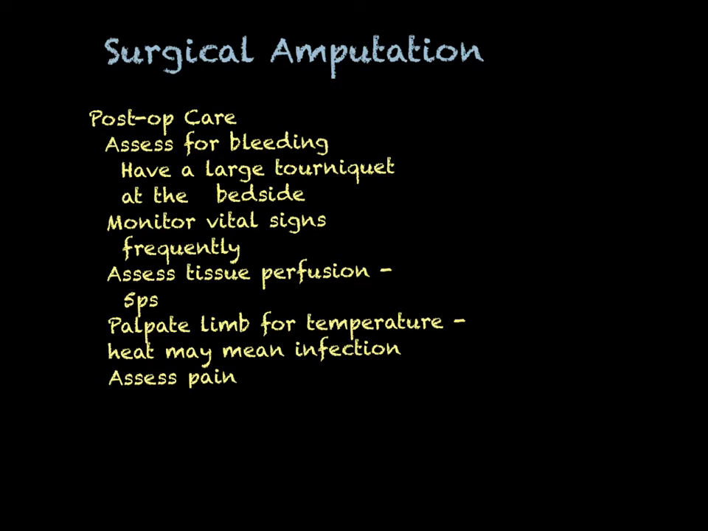So you are going to check your 5 Ps. You are going to palpate that limb for temperature. If it feels hot, you're looking at infection. If it feels cool or cold, you might be looking at a lack of peripheral circulation. And you're going to assess pain.